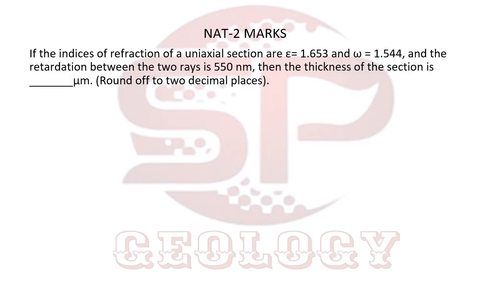Then the indices of refraction of a uniaxial section, epsilon and omega, are given. So epsilon is given 1.653, omega is given 1.544. The retardation between the two rays is given, retardation is given 550 nm. So we have to calculate the thickness in micrometer. So thickness is asked in micrometer.